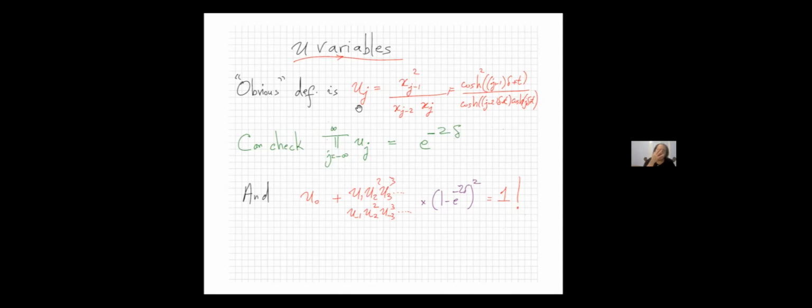Now, since we're interested in U plus U equals 1 equations, the first thing to do is just see what the product of all these U's looks like. It's a very simple exercise. There's a telescopic cancellation here, but as you go out to infinity, there's something that doesn't cancel, and asymptotically, it approaches e to the minus 2 delta. So that's a nice thing: this infinite product of the U's is equal to e to the minus 2 delta.